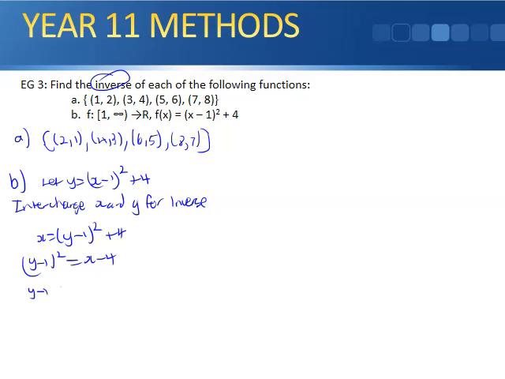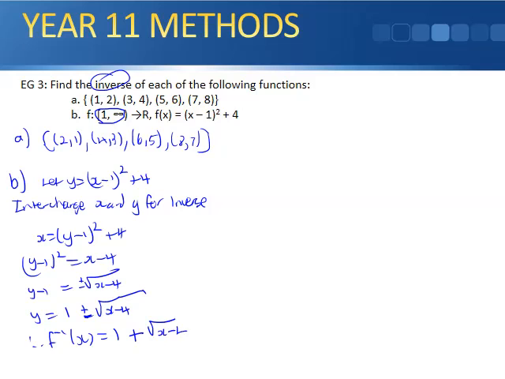I've got to take the square root. So remember, when I take the square root, I've got to do plus and minus. But this is important. And then I've got y equals 1 plus and minus the square root of x minus 4. Now we go back to the domain, which is 1 to infinity, so that means this negative is non-existent. So really my rule, f to the inverse of x equals 1 plus the square root of x minus 4. Don't need the minus part.